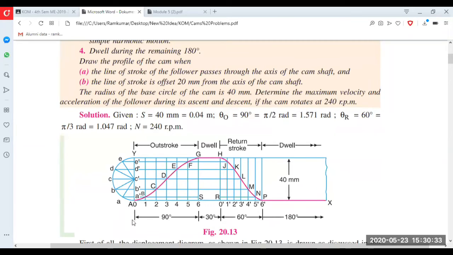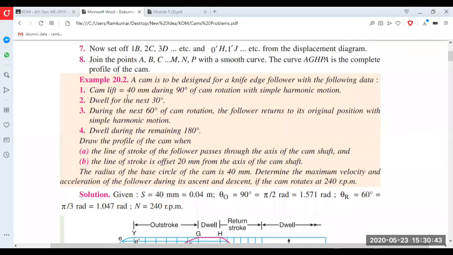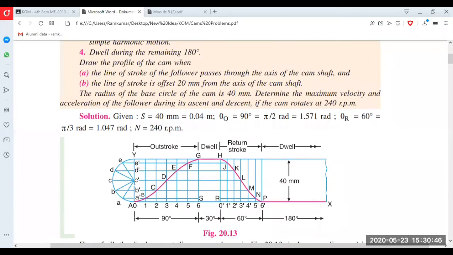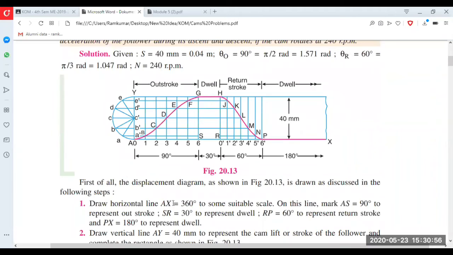Here we are representing the angle of rise, dwell, angle of return, and again there will be dwell. Whatever they have given in the problem, in the same manner we have to construct this according to the scale. So what is the first step here? We draw the horizontal line AX. This AX is 360 degree, to some suitable scale you can take. Not a problem, whatever scale you take, according to that scale we have to make the divisions.